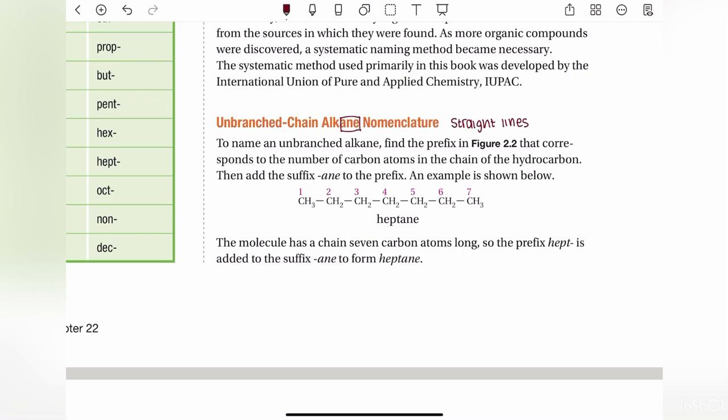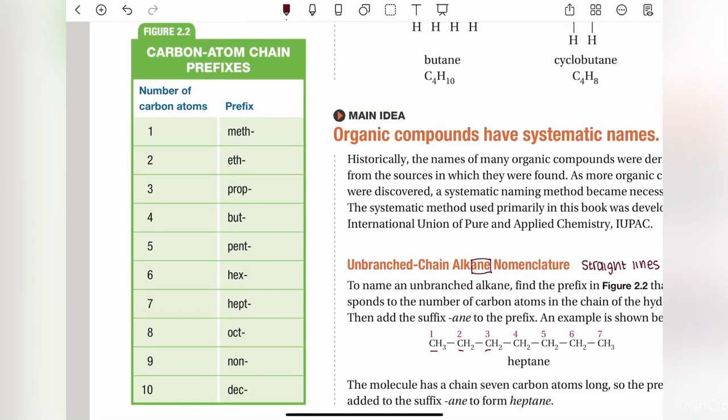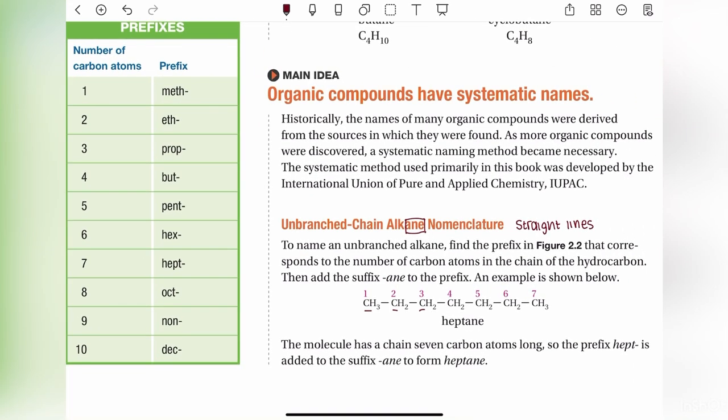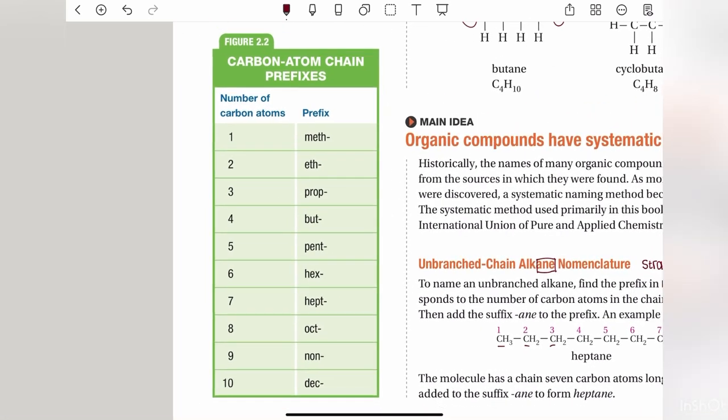So the molecule has a chain 7 carbon atoms long. There's 7 carbons in this chain. So the prefix "hept" is added to the suffix "ane" to form heptane. Here we have figure 2.2. And we see that we're naming unbranched chain alkanes based on the number of carbon atoms. So not hydrogen atoms, not any other kinds of atoms, but carbon atoms.